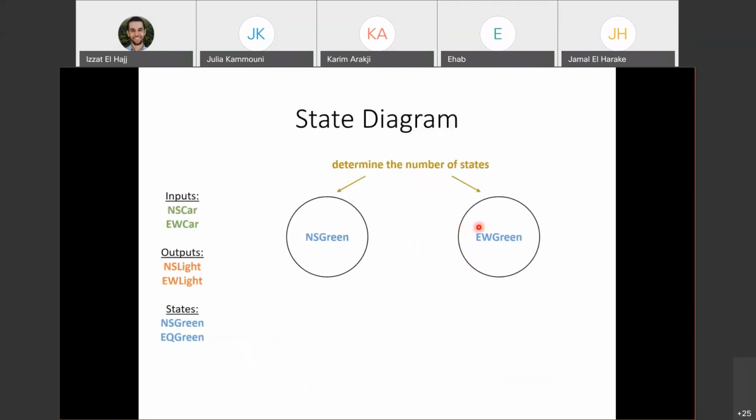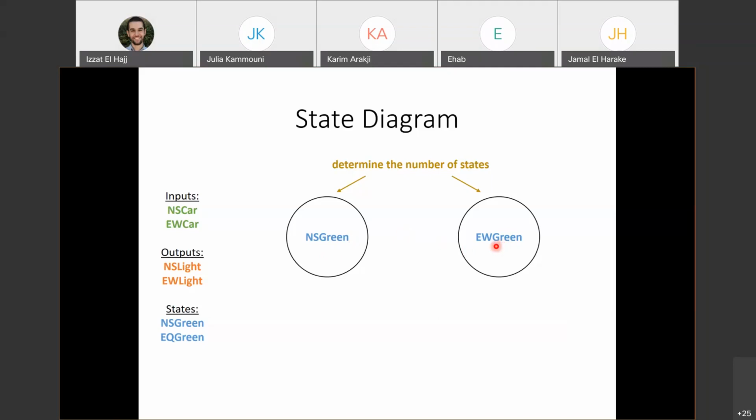So one convenient way of representing the behavior of a finite state machine is using something called a state diagram. So what we're going to do is we're first going to determine how many different states our state machine could possibly be in. So in our case over here, there are 2 possible states that the finite state machine can be in. And I'm going to call these 2 states NS green and EW green. What these states tell me is NS green tells me that the north-south light is green, and EW green tells me that the east-west light is going to be green.